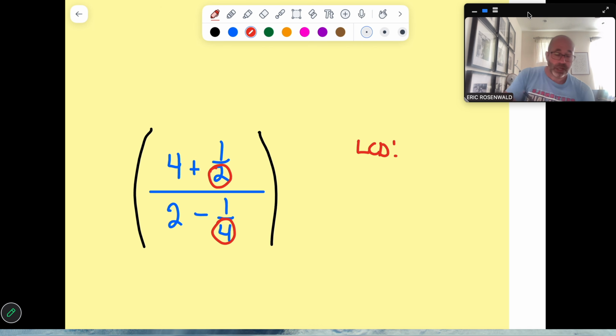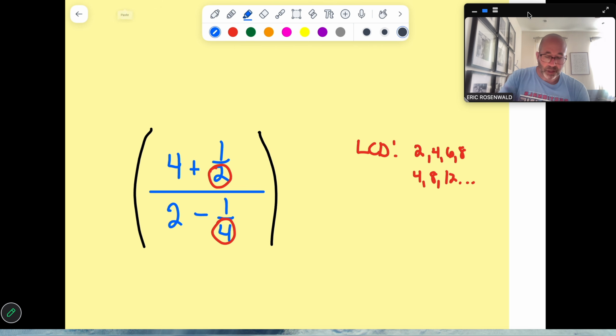That's what LCD is. So if we go through multiples of 2, they're 2, 4, 6, 8, right? And if I do the multiples of 4, they're going to be 4, 8, 12, and so on. And the least common multiple of these happens to be a 4. Okay, right here is the 4.